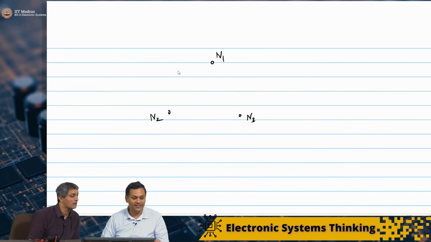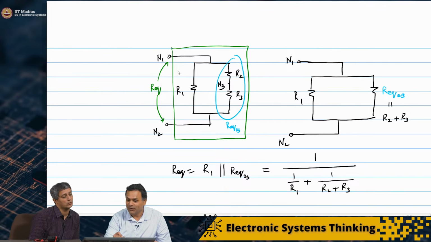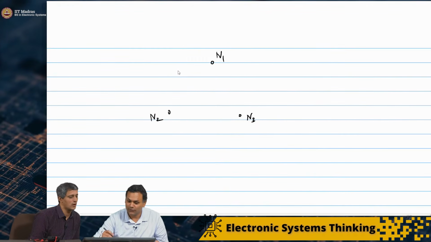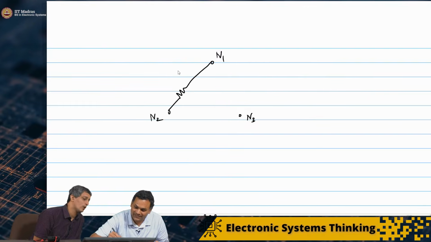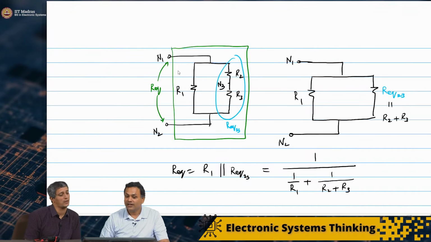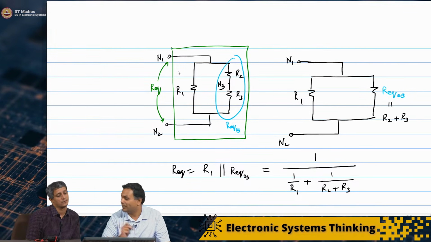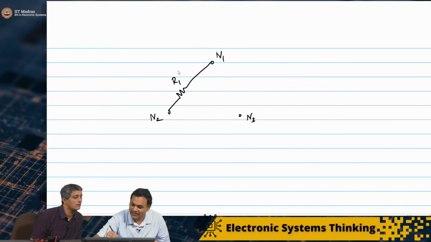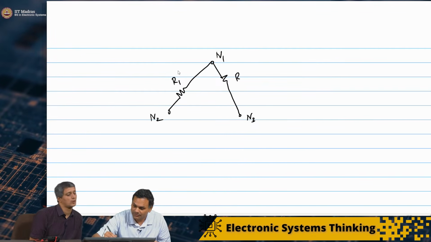Okay. I take these 3 nodes. I have R1 between N1 and N2. So I'm going to show R1 here, like this. R2 between N1 and N3, N3. Okay. So I have this R3.